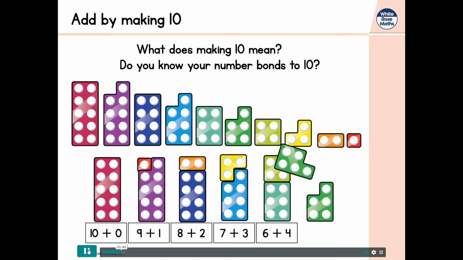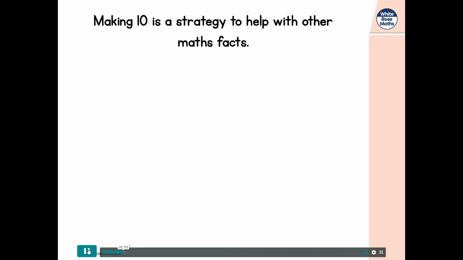5 plus another 5 makes 10. Well done. Those are our number bonds. Did you know that making 10 is actually a strategy to help with other maths facts? Let's take a look at another maths fact.